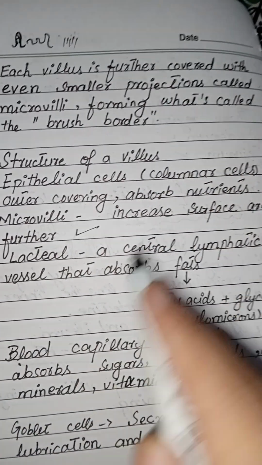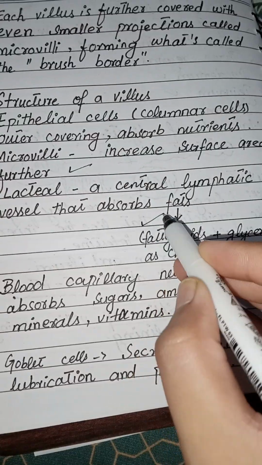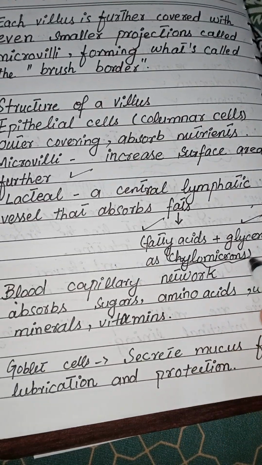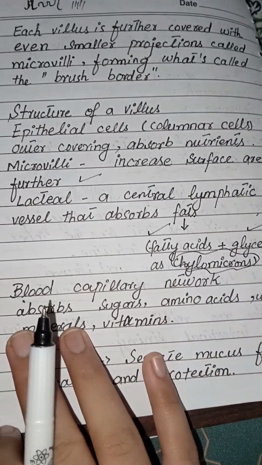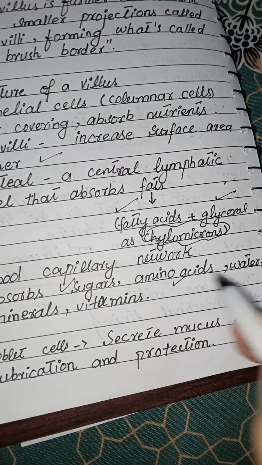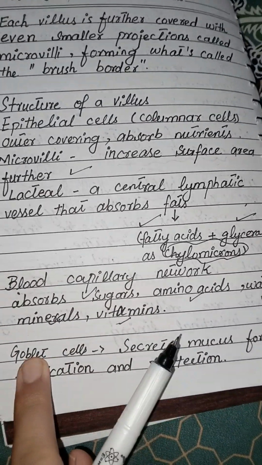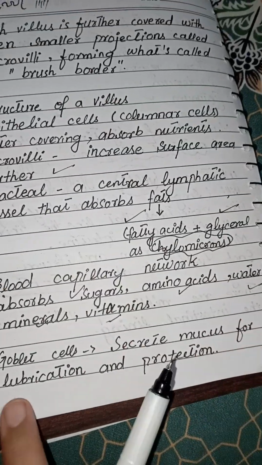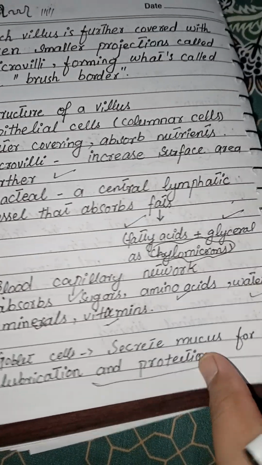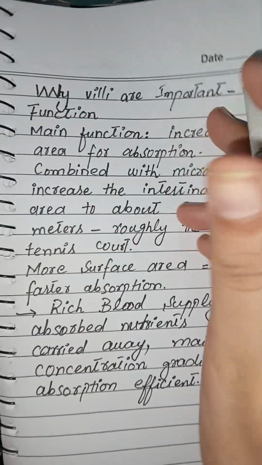Lacteals are central lymphatic vessels that absorb fats. What fats are these? Basically fatty acids and glycerol, absorbed as chylomicrons. Chylomicron is a type of fat. A blood capillary network is also present, which absorbs sugar, amino acids, water, minerals and vitamins. There are also goblet cells, which secrete mucus for lubrication and protection of the villi or small intestine.